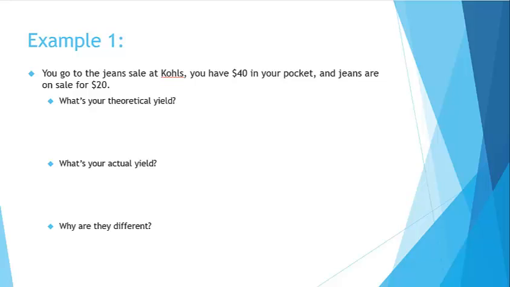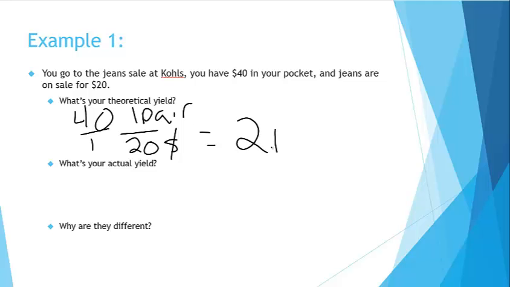Back to our jeans sale at Kohl's. Okay, so you go to Kohl's and you have $40 in your pocket. Woohoo! Jeans are on sale for $20. What's your theoretical yield? So you say $20 per pair of jeans. You have $40 and they're $20 for each one pair. Oh, look, unit canceling. So theoretically, you would make 2 pairs, or you would buy 2 pairs.